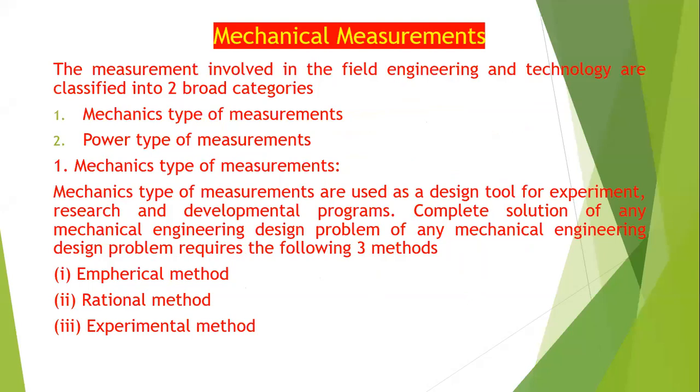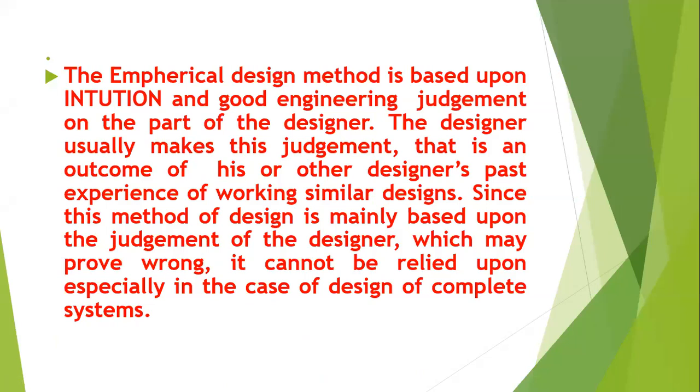The first, mechanics type of measurement, is classified into three types. One is the empirical method, second the rational method, and third the experimental method. The empirical method is completely based on intuition. For that reason, this type of measurement sometimes proves to be wrong. So nowadays in engineering, we are not using the empirical design method.